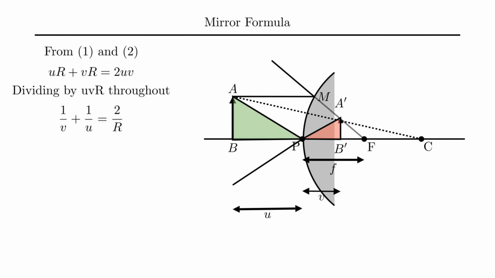Since the radius is twice the focal length, the above equation becomes 1/v + 1/u = 2/2f. On simplifying, we get 1/v + 1/u = 1/f, which is the required relation.